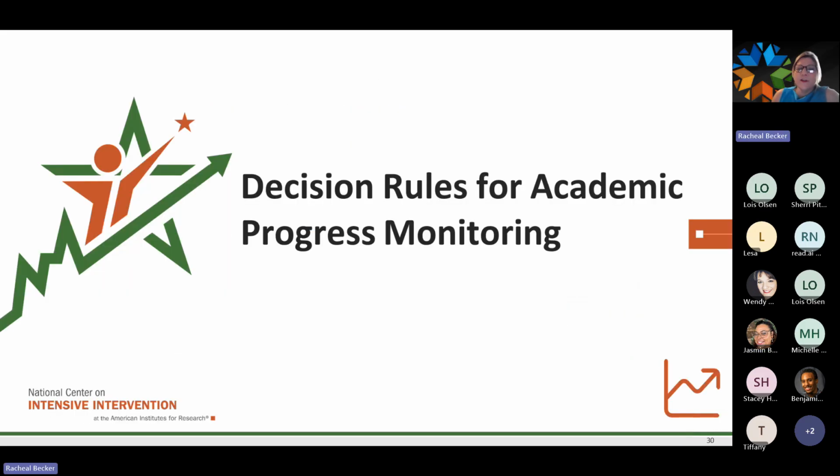The next thing we're going to talk about is decision rules for academic progress monitoring. Now that we know how to collect and graph data, let's talk about how to interpret it and to make decisions.